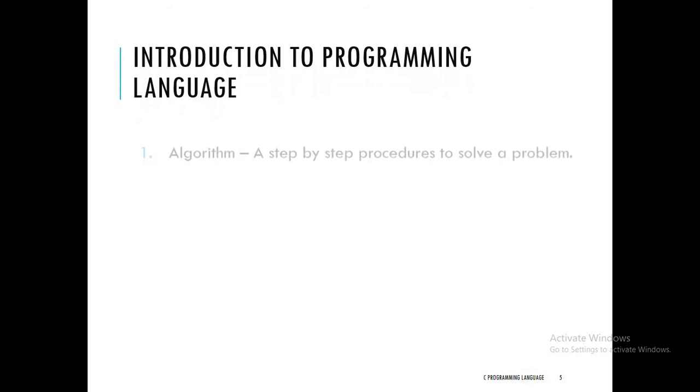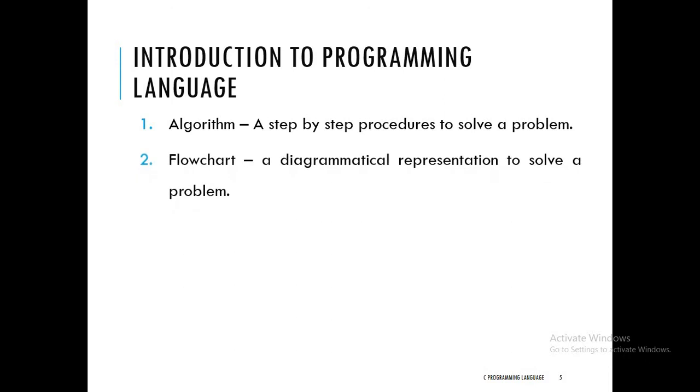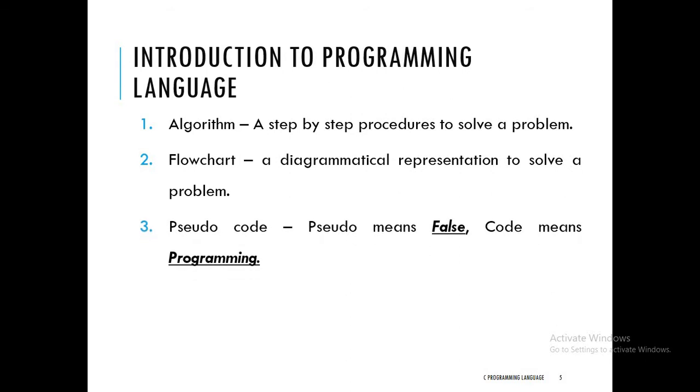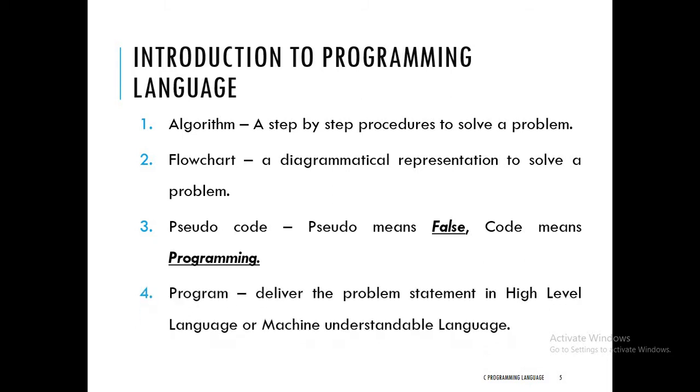What is meant by algorithm? Algorithm is a step-by-step procedure to solve a problem. Flowchart is a diagrammatical representation to solve a particular problem. Pseudocode is a false programming which is used to solve a particular problem. Program is used to deliver the problem statements in a high level programming language or machine understandable language.